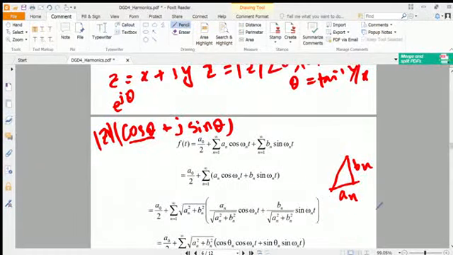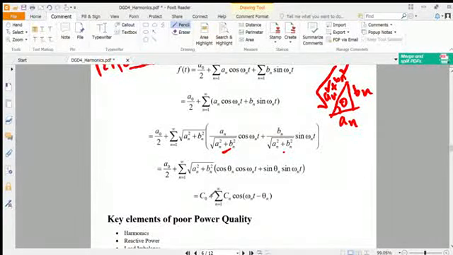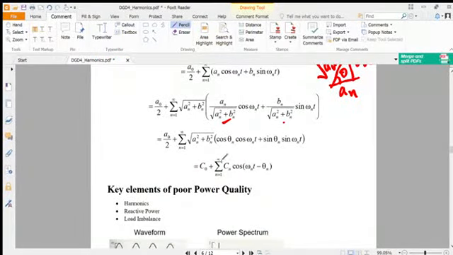So according to Pythagoras, this can be written as the square root of an squared plus bn squared. So here is the theta. cos theta can be written as this, and sin theta can be written as this. So here we'll get this equation. It's a generic form of the Fourier transform.